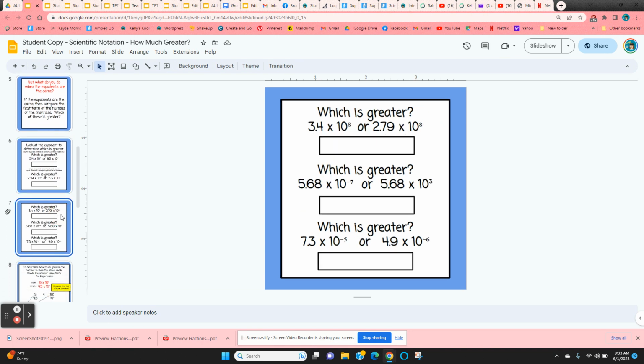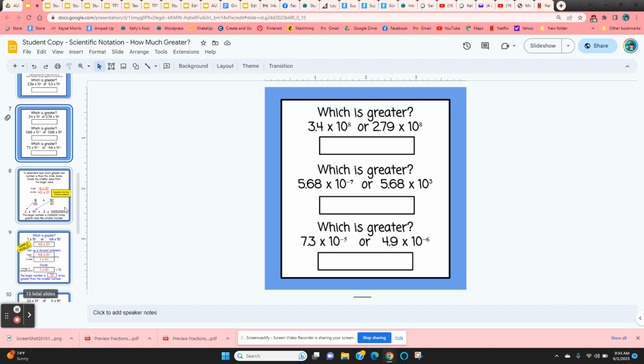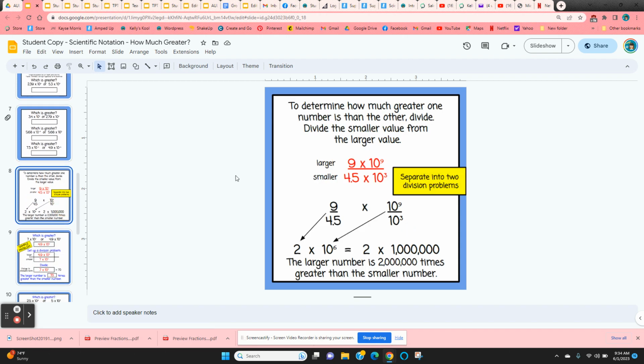So the next slide has three more. They have to determine which is greater. And then it shows how to separate this. So for the division, you take the larger, divide by the smaller. Okay, so here we divide it into two separate division problems.